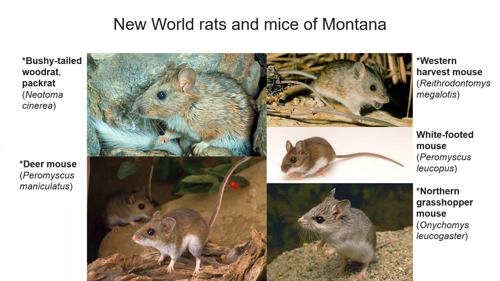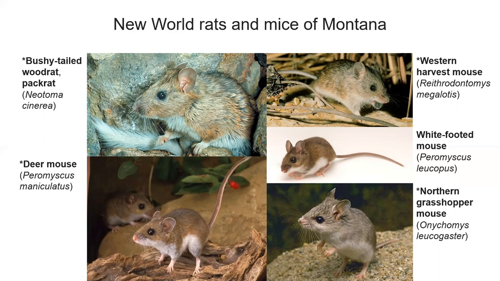We have the bushy-tailed wood rat, also called the pack rat. We have deer mouse, western harvest mouse, white-footed mouse, northern grasshopper mouse. The white-footed mouse is very similar to the deer mouse, and we're not going to identify the white-footed mouse because it's too similar. Deer mouse found all over the place. In the US, it's found from coast to coast. It's found from Death Valley up to the peaks of mountains in the Rockies. It's found just all over the place.